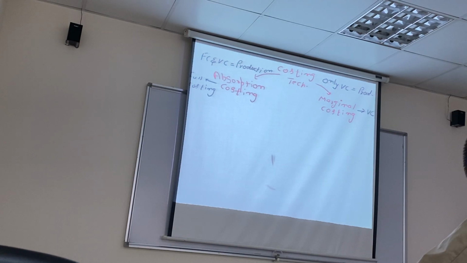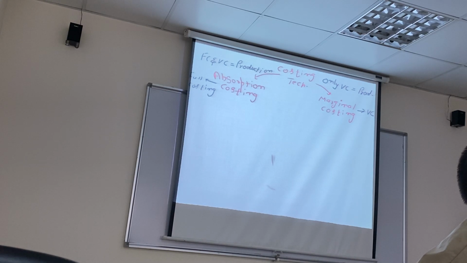But according to marginal costing, only variable cost is part of production. That's why another name for marginal costing is the variable costing method. Fixed cost is not part of production, the same way as we calculate contribution margin. Fixed cost is not part of production at all.